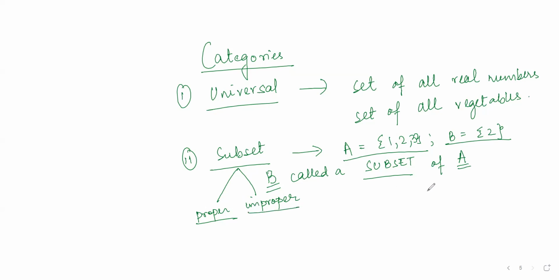An improper subset will be if B would contain 1, 2, 3. Basically A and B are the same. Okay, so if the set B and A are equal, then B is an improper subset of A and A is an improper subset of B. Whenever A and B are equal, they are called improper subsets. Am I making sense? If I am, please raise your hand.